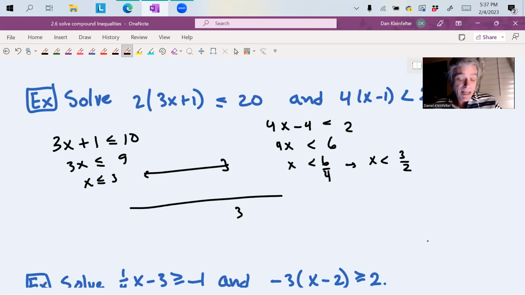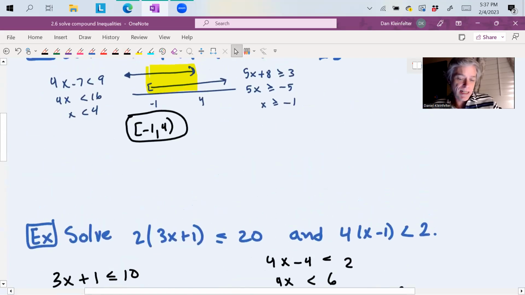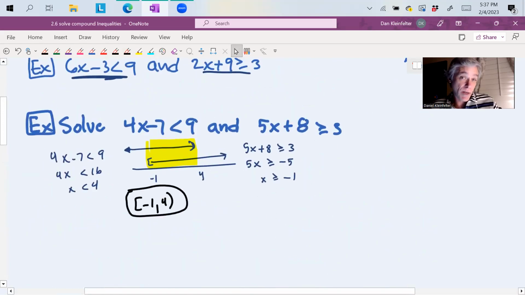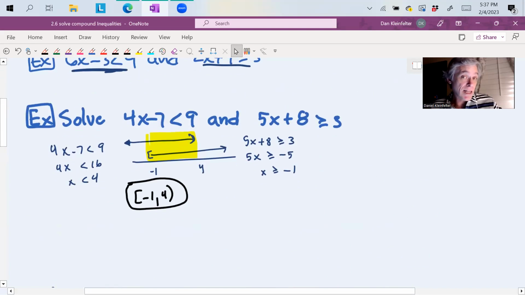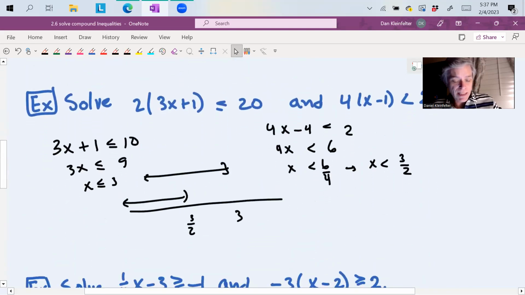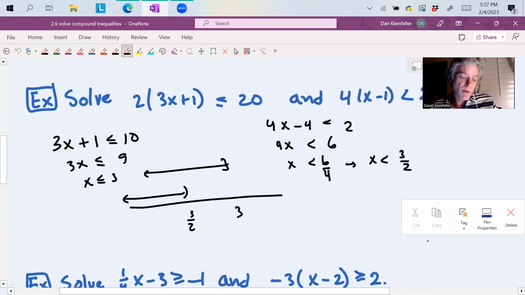In the second case, we want the x's that are less than 3/2. You'll notice on this one, this is different than the preceding example where we had the arrows going in opposite directions. There was a less and a greater. This time they're both lesses, and so you can see the two arrows point to the left.